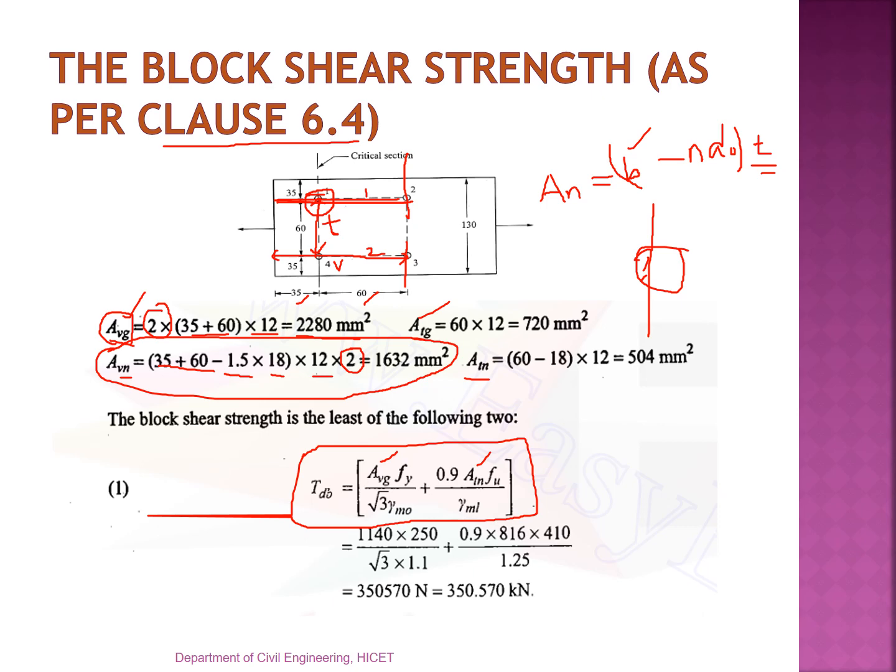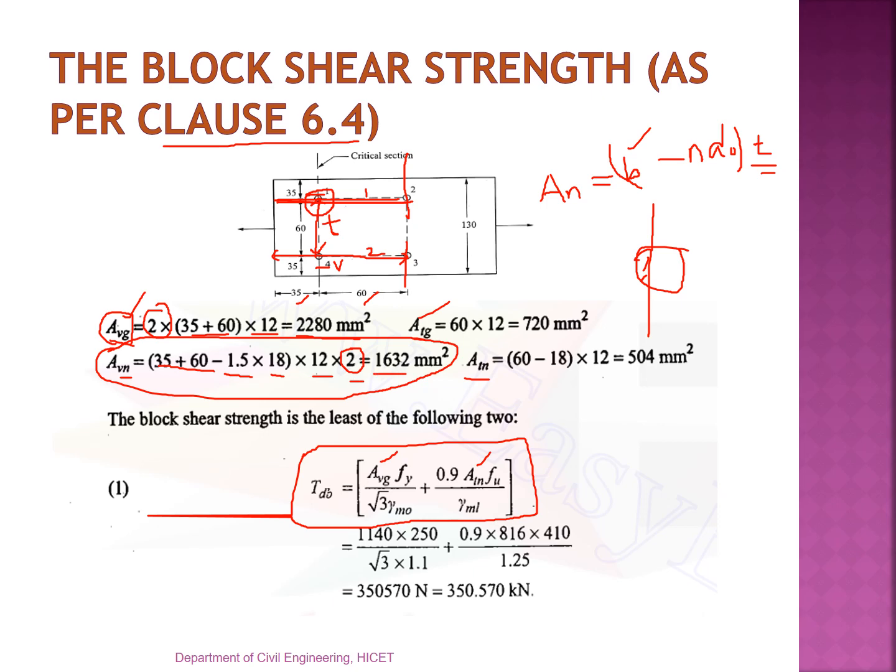So 95 minus, along the 95 mm length we have 1.5 bolt holes, right? 35 plus 60 in the center. Along the 95 mm we have 2 bolt holes, that is 1.5 bolt holes. One full bolt hole and half a bolt hole, that is 1.5 into the diameter of the bolt hole, 18, that is 95 minus 1.5 into 18.